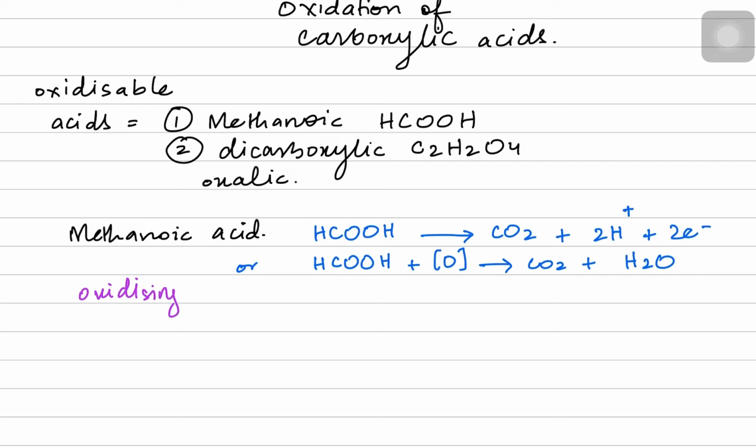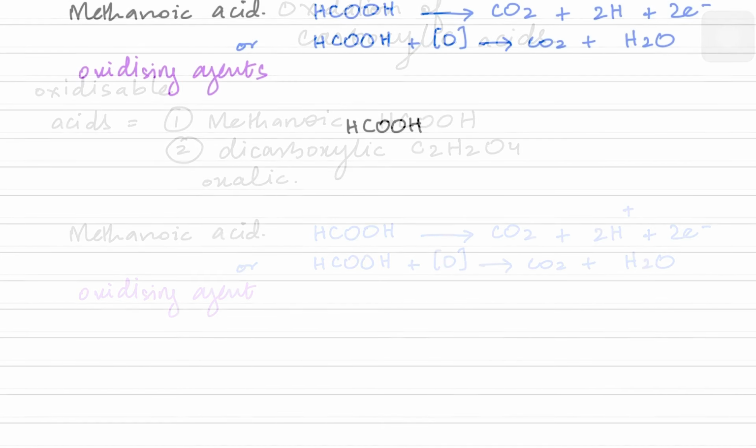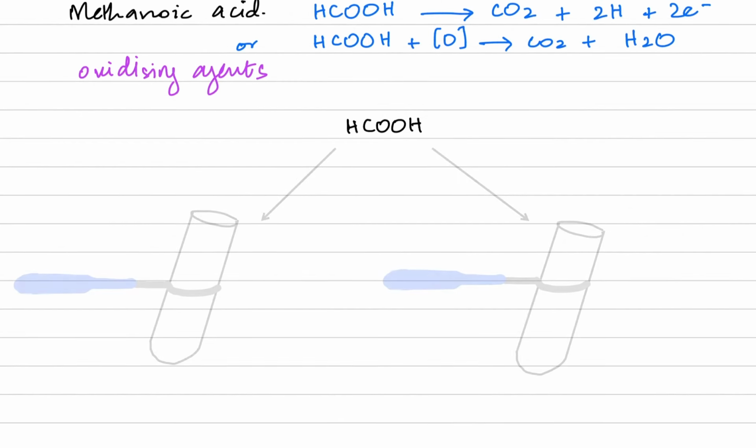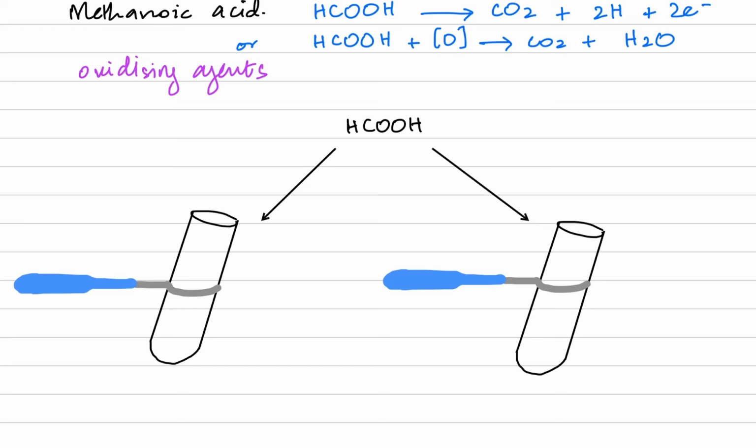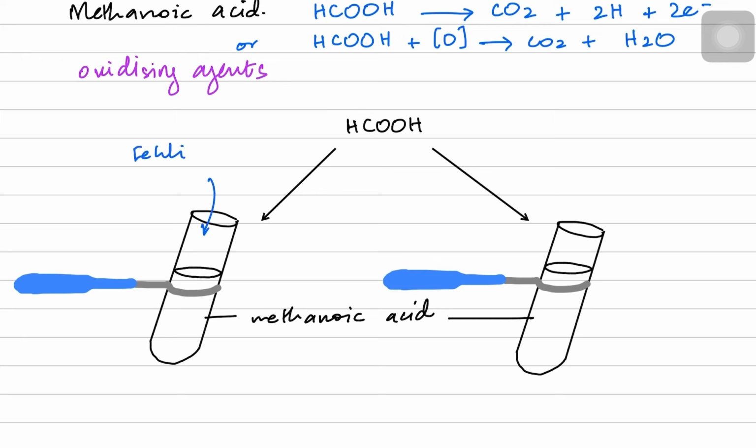What are the oxidizing agents in this case? If you remember AS level chemistry, you would remember that methanoic acid can be oxidized using two compounds. If I take a methanoic acid sample in test tubes, there are two chemicals which can help to oxidize it. One is the Fehling solution, which has copper 2 ions in it, and the other is the Tollens reagent, which has silver plus 1 ions in it.